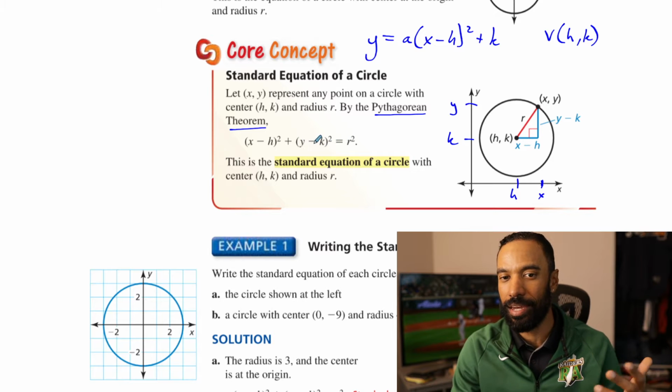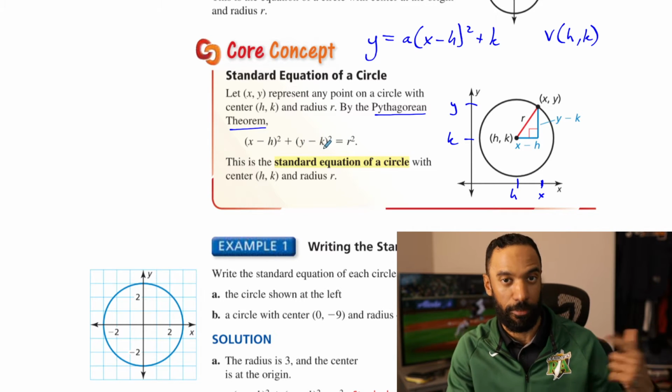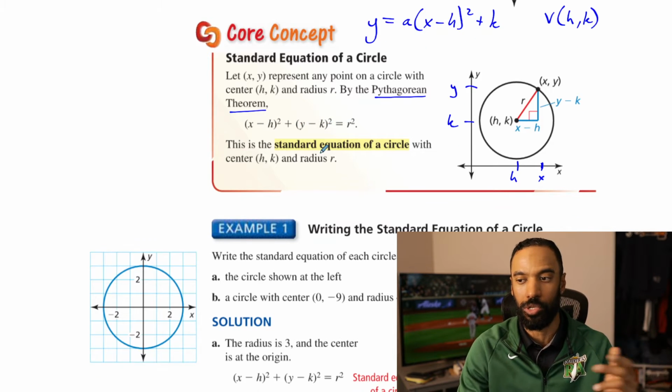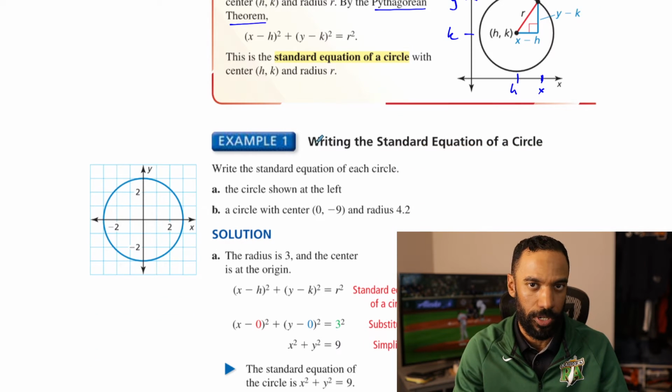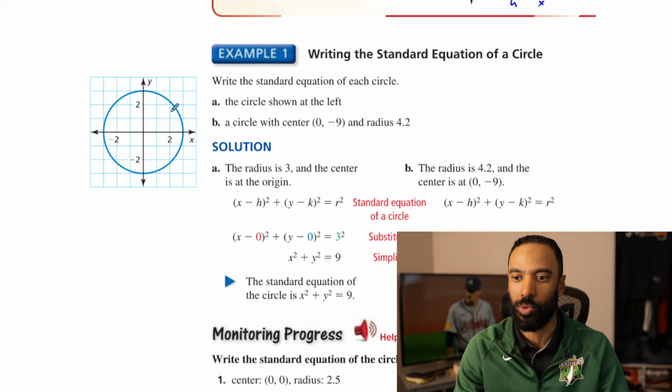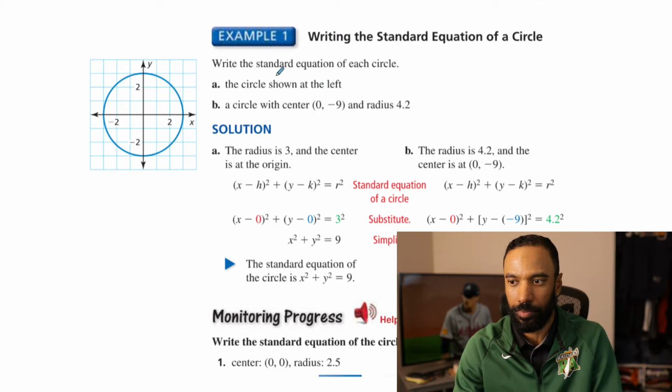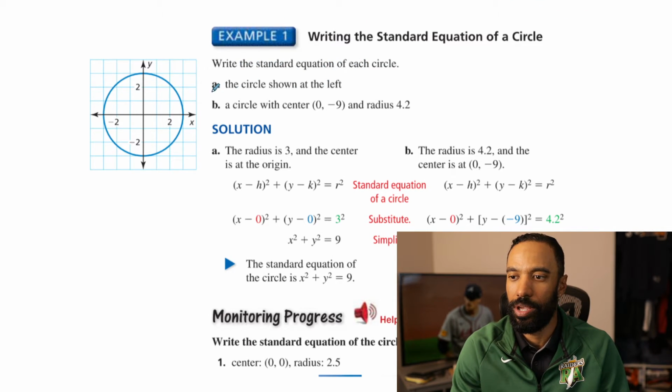So we can use this equation to pull out information and then draw a graph. We can also use a graph to pull out information and write an equation. That's going to be a lot of the problems that we do. All right, let's write the standard equation of a circle. So, write the standard equation of each circle.